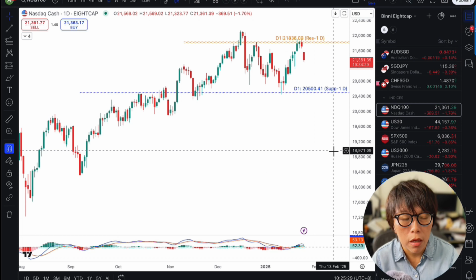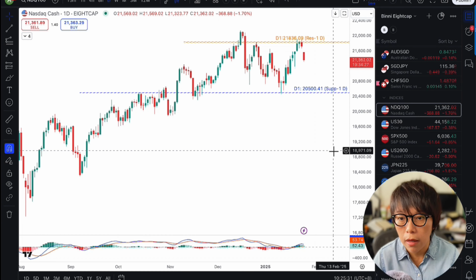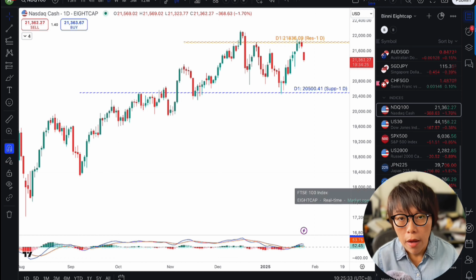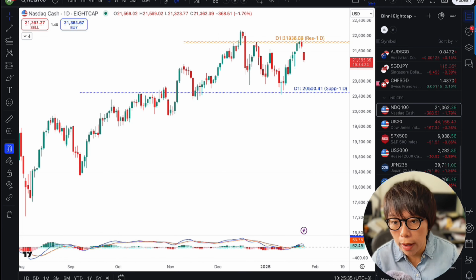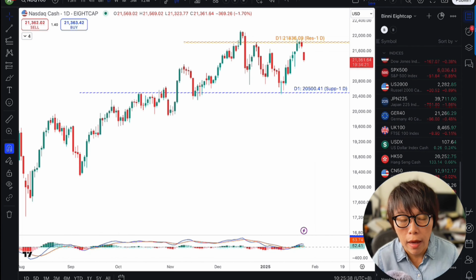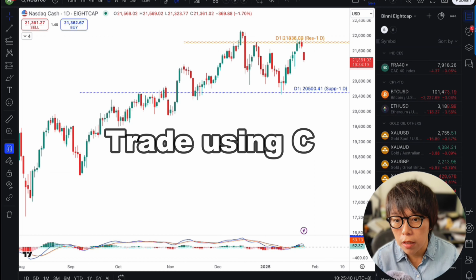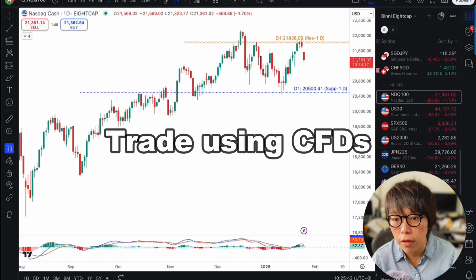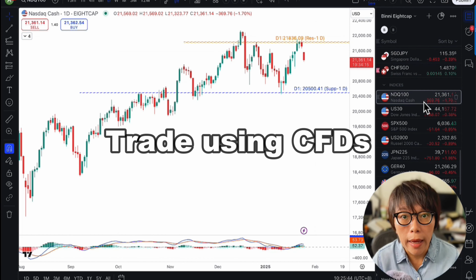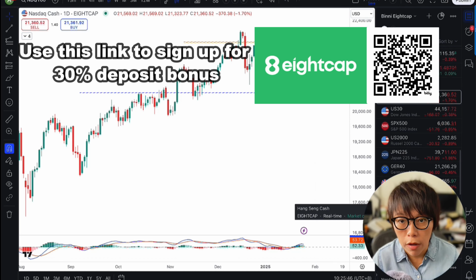I have the chart here. So this is a NASDAQ cash index because right now the US market is closed, right? The only way that we can trade into NASDAQ is to trade into the CFDs, okay? So that would be the CFD feed here. I'm using 8cap, which is the broker that I prefer using.